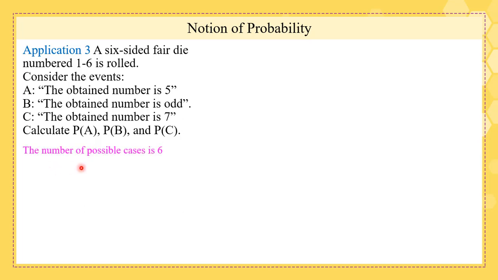Let's begin. The number of possible cases is 6 because omega in this case contains 6 elements. P of A, the obtained number is 5. In fact, we have only one 5 among the numbers from 1 to 6, so it would be 1 over 6. B, the obtained number is odd. In fact, we have 3 numbers which are odd from 1 to 6. And C, the obtained number is 7. We don't have any 7, so P of C is going to be 0 because C is an impossible event.